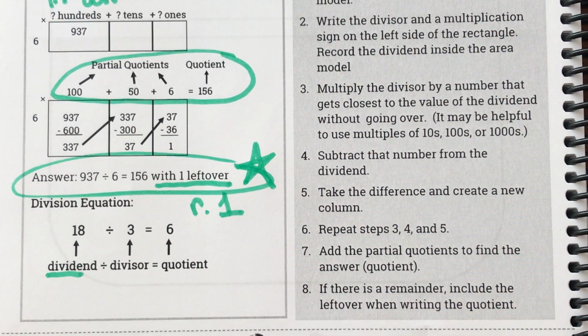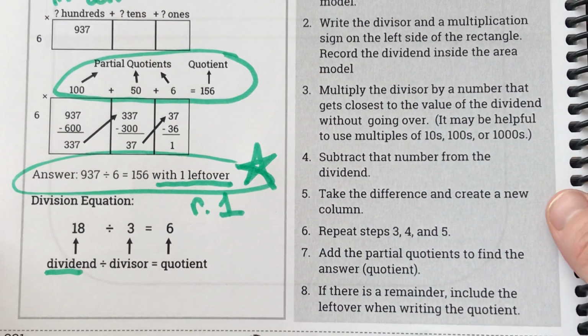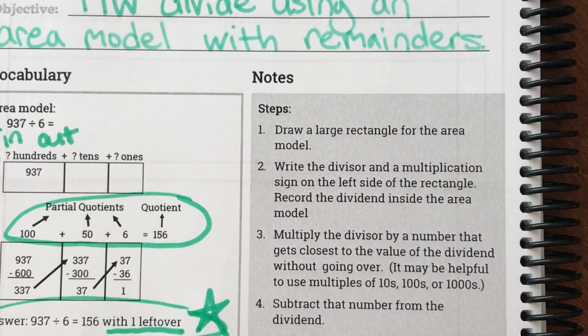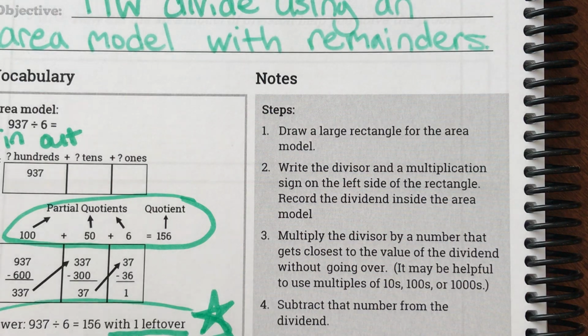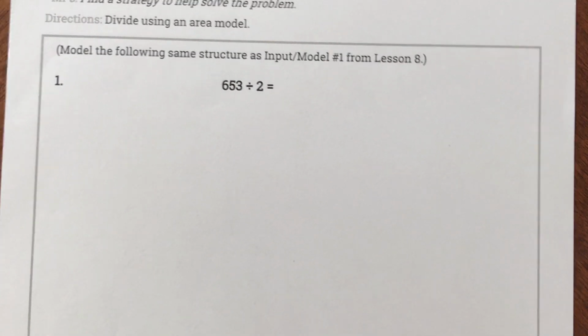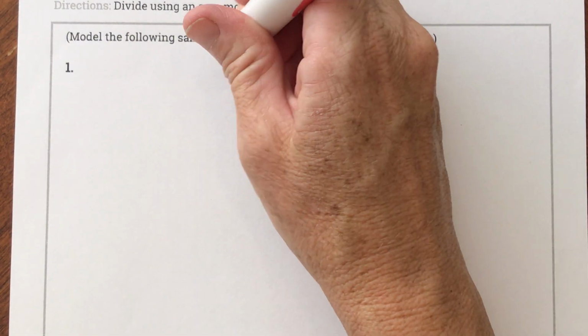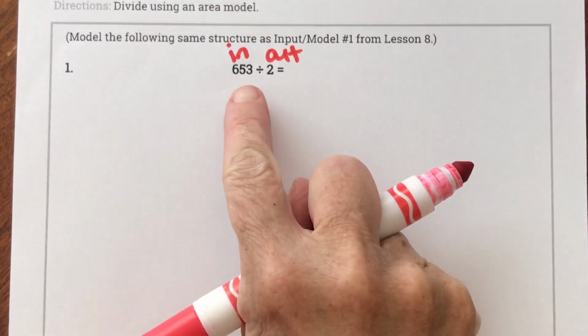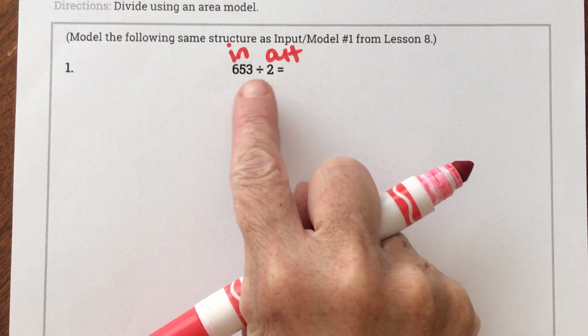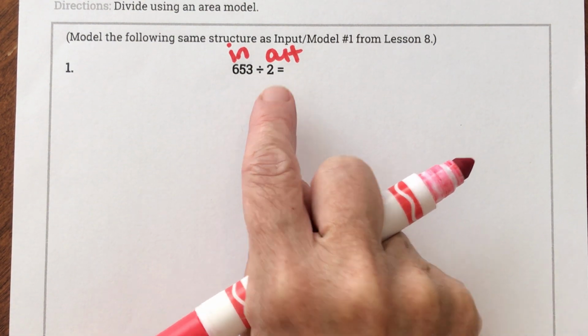Okay, so I'm going to get started on mine. Since this is something we have done, I'm going to jump in and show you what mine looks like. Here are our steps that we did talk about. I'm going to be following the idea of them, but they're quite long. Here is my first problem: 653 divided by 2. So I'm going to say in and out. This is my dividend, it's going to go inside. And this is my divisor, it's going to go outside.